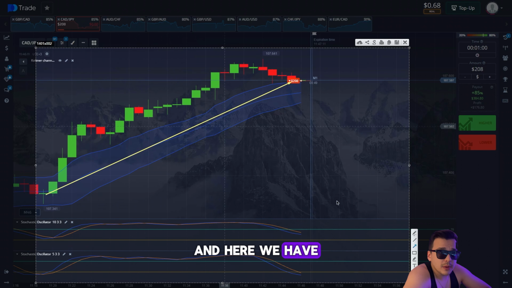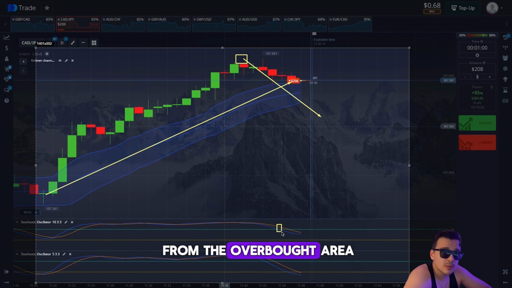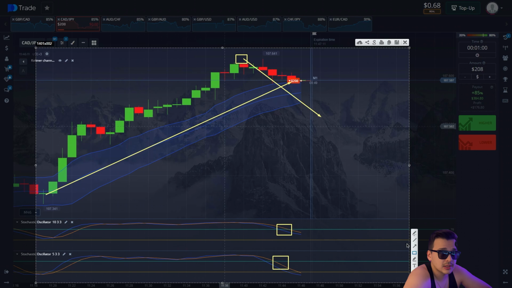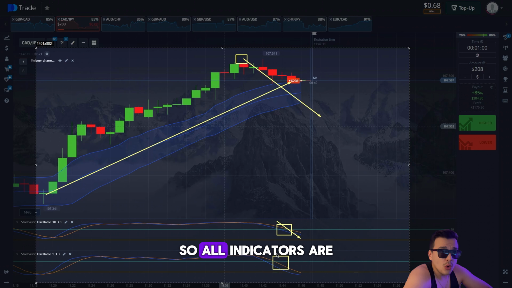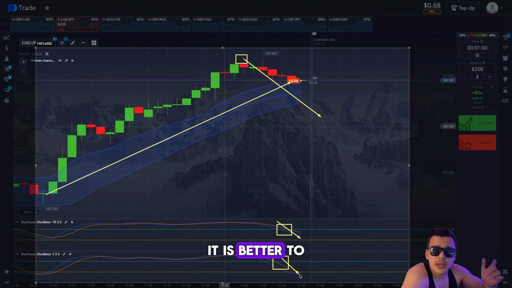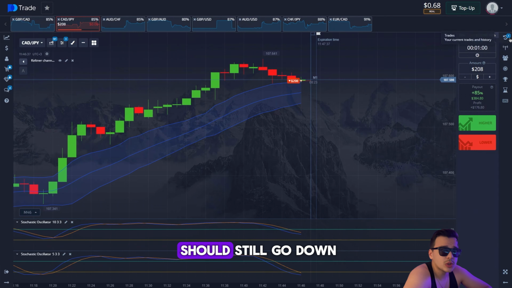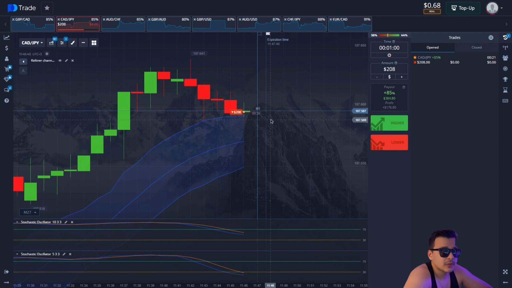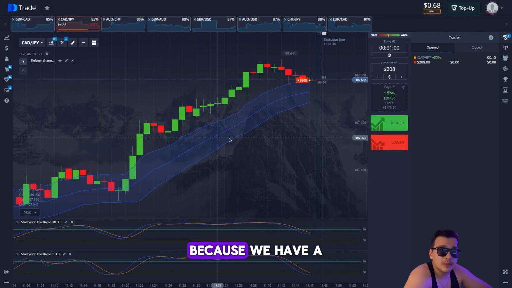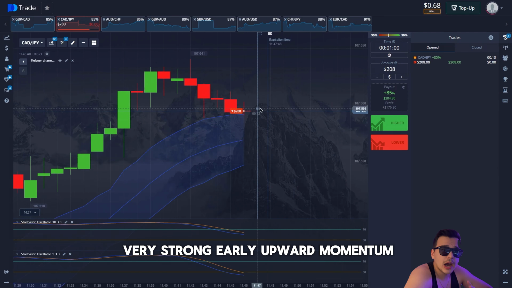And here we have a pullback just from this local high, and accordingly, I think it should have a prolonged character. We see an exit from the overbought area on stochastics. So, all the indicators are telling us that it's better to open the trade on the downside. I think the candle should still go down. Then we should have a pullback because we had a very strong earlier upward momentum.